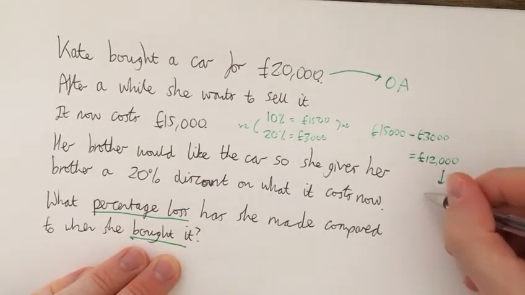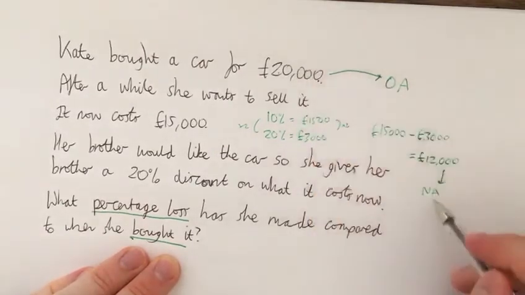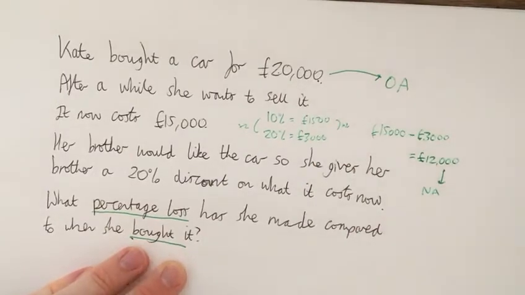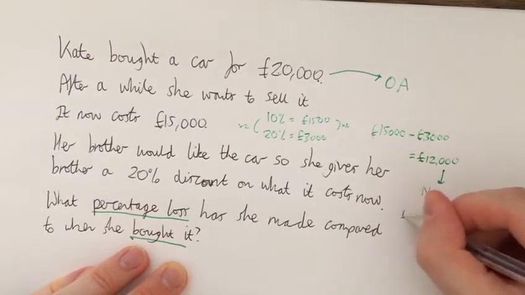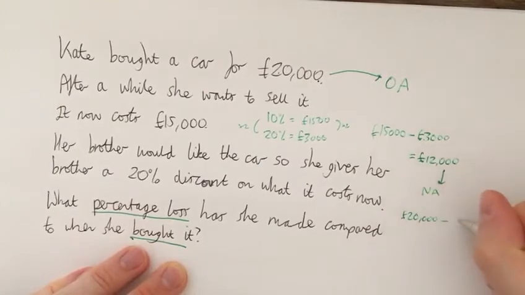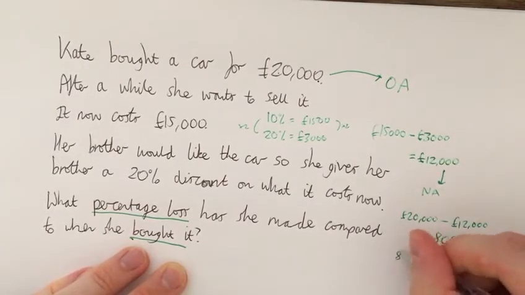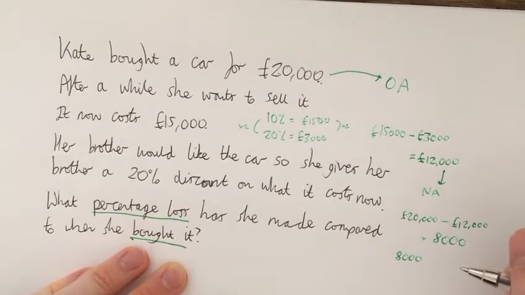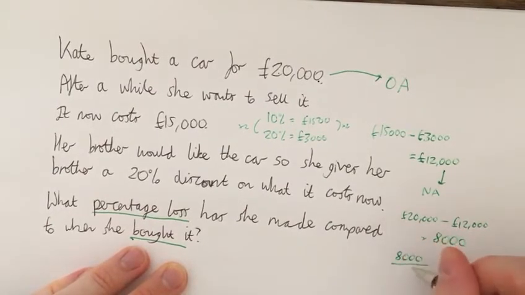So that must be her new amount. So we've got the original amount here, the new amount here. So to work out the percentage loss, we simply do exactly the same process as we did for the fluency tasks. £20,000, take away the £12,000. That leaves us with 8,000. Now we know to work out the percentage loss here, the difference over the original amount, which is 20,000.